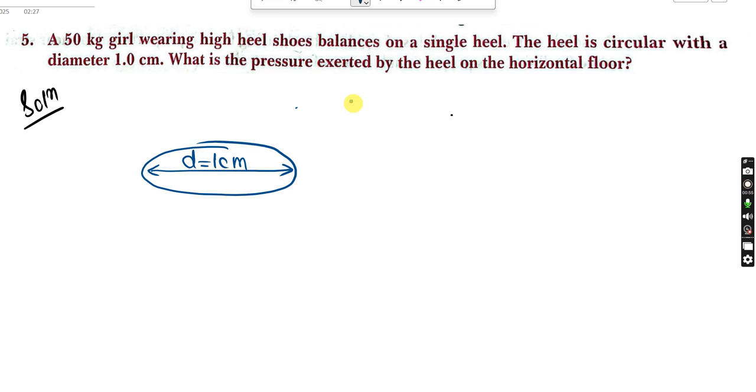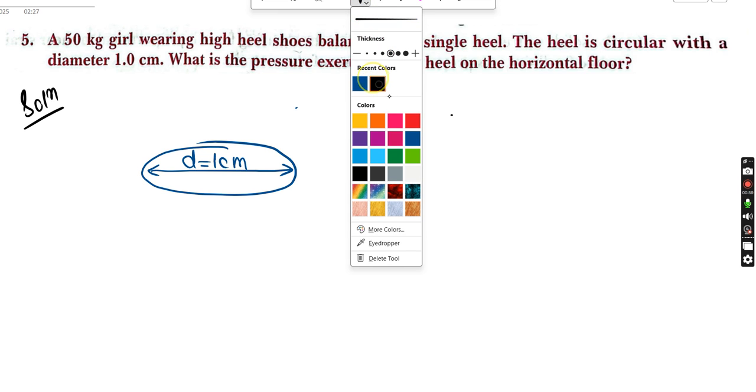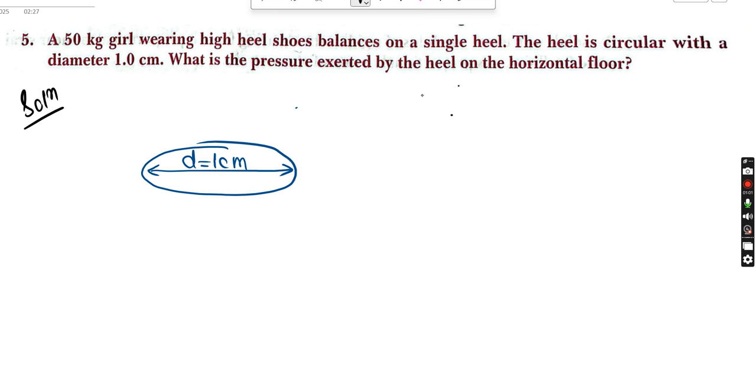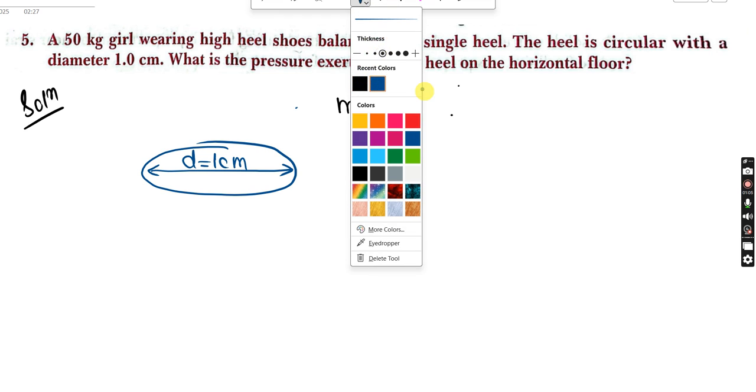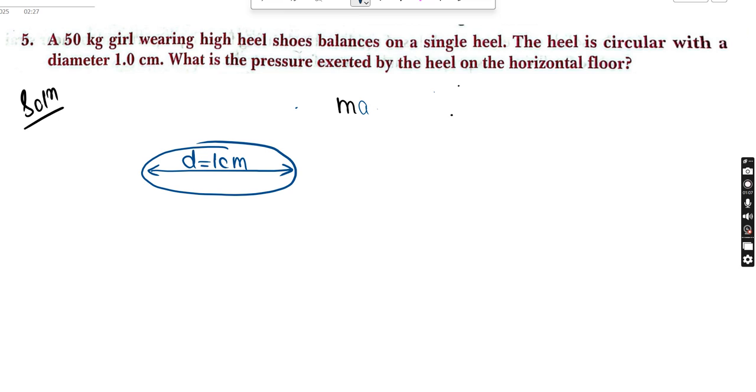What is the pressure exerted by the heel on the horizontal floor? Now they are asking for the pressure exerted by it. So what is the mass of the girl? You can see here the mass of the girl is given. If I write it here, the mass is 50 kg.